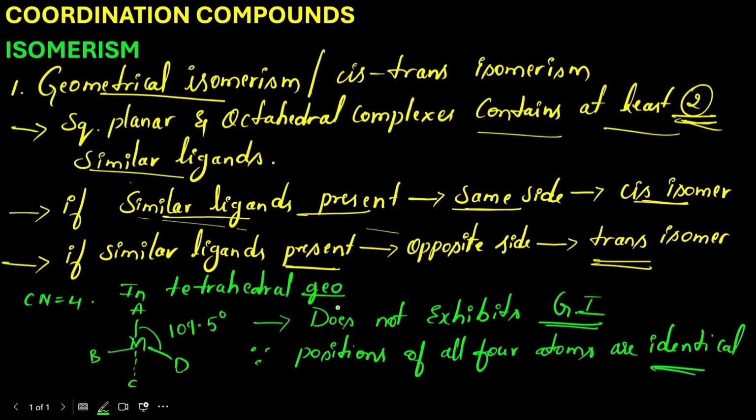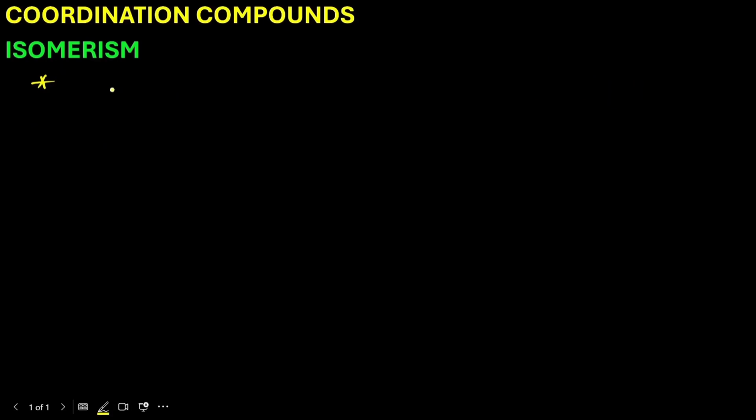Therefore, tetrahedral geometry does not exhibit geometrical isomerism. In square planar geometry, we will see what happens. Okay, so the square planar geometry means this is the structure, right?